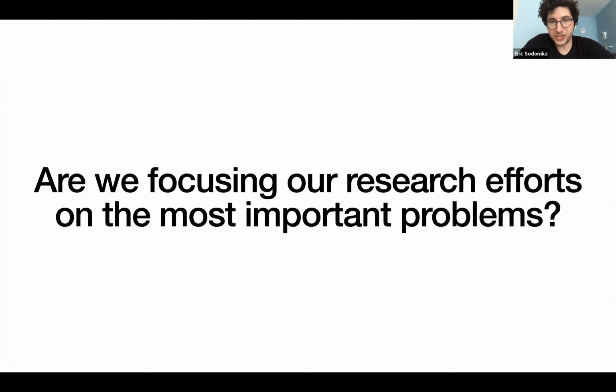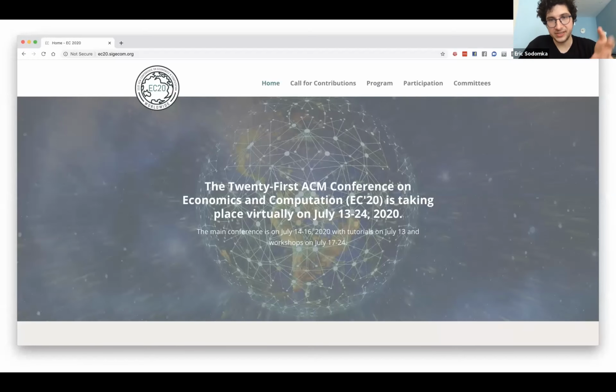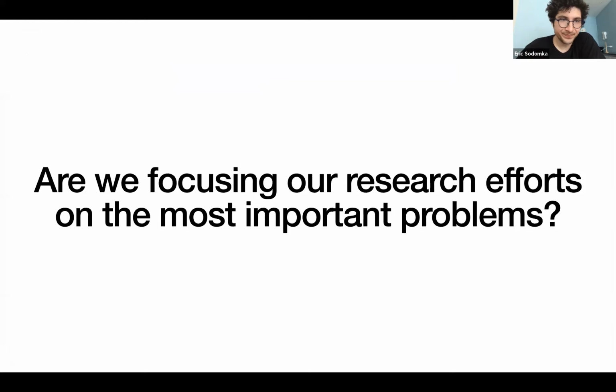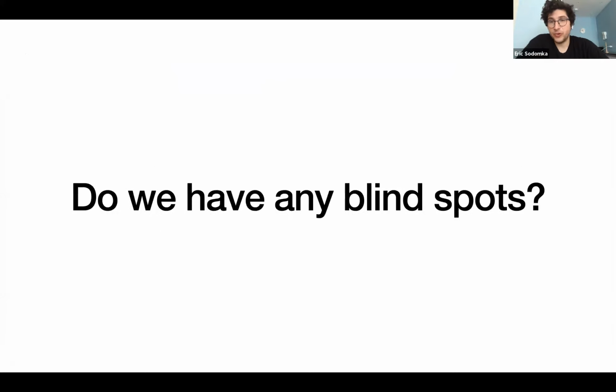So the motivating question here is from the perspective of economics and computation. This is a conference that happens every year, the top tier conference in this field of economics and computer science. And so the question is, are we actually focusing our research community on the most important problems that we could be? Or another way of thinking about this is, do we actually have any blind spots, areas where we could be applying the tools of economics and computer science, which you'll be learning about here, but actually we're just unaware of the problems that could be tackled.